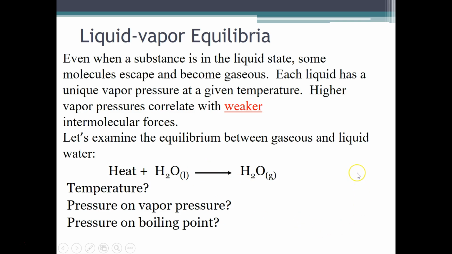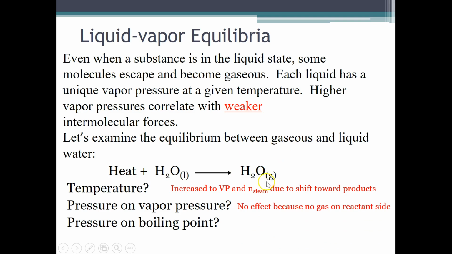All right, so we know that evaporating water is an endothermic process, right? So if we increase the temperature, because heat is a reactant, then we'll increase the vapor pressure and the amount of steam produced due to the shift toward the products. Now, if we want to look at the effect of increasing pressure on vapor pressure, well, having more steam represents a higher vapor pressure. And if we increase the pressure on this equilibrium, then nothing is going to happen because there's only gas on the right side of the equation. So the only thing that will change the vapor pressure is temperature.